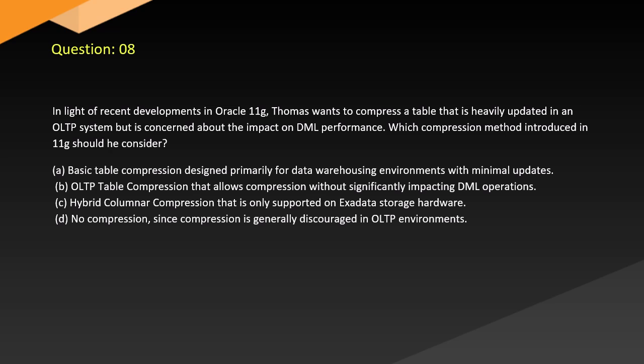A. Basic table compression, designed primarily for data warehousing environments with minimal updates. B. OLTP table compression, which allows compression without significantly impacting DML operations. C. Hybrid columnar compression, which is only supported on Exadata storage hardware. D. No compression, since compression is generally discouraged in OLTP environments.